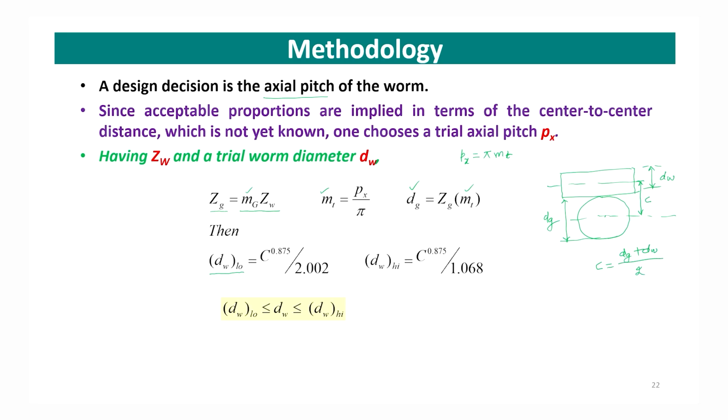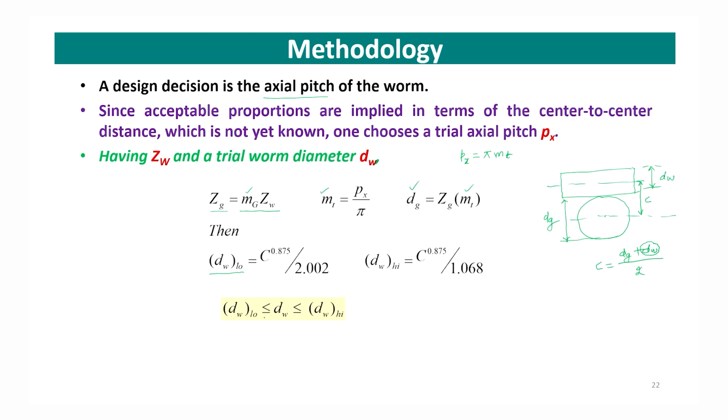Now, the diameter of the worm is a function of center distance, and center distance is a function of dw. So, how to get the matching terms? That means the dw lower is given by this value and the dw higher is given by this one, and the dw should be greater than or equal to the lower value of dw and less than or equal to the higher value of dw.